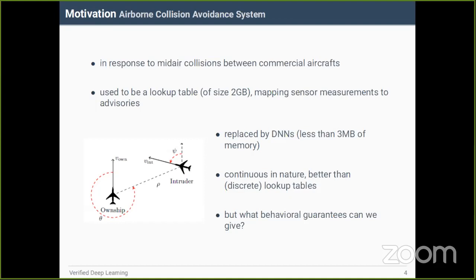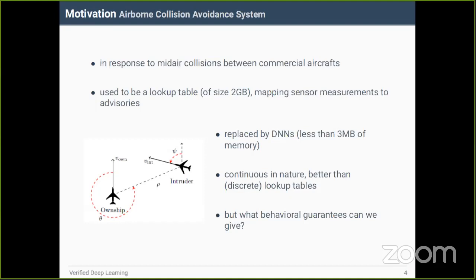Earlier, if your input sensors row did not match, then there is nothing that you can do. Here, you have a more continuous thing. So no matter what your input is, it will eventually compute some output. Okay, so this is continuous in nature, and this is better than the discrete lookup table.